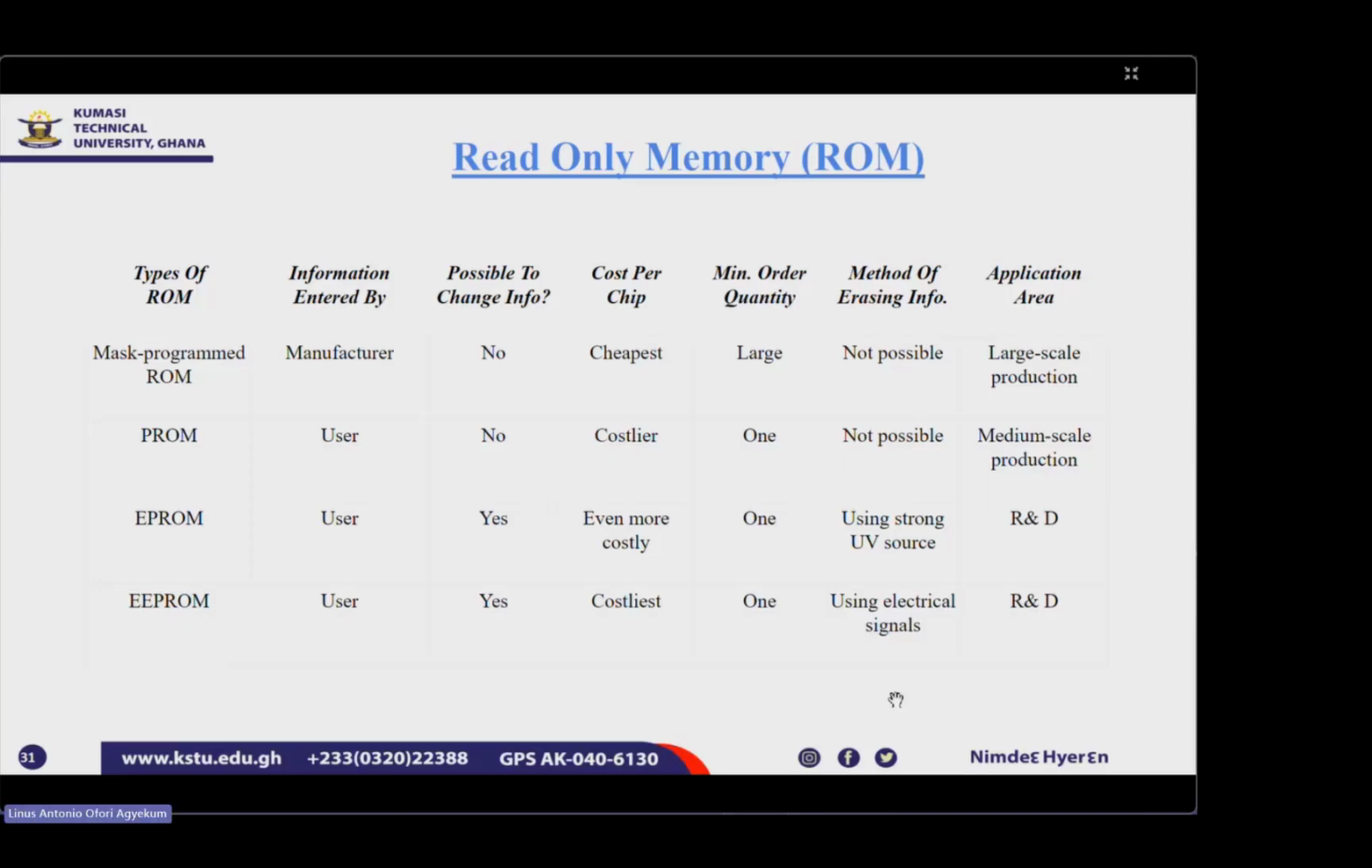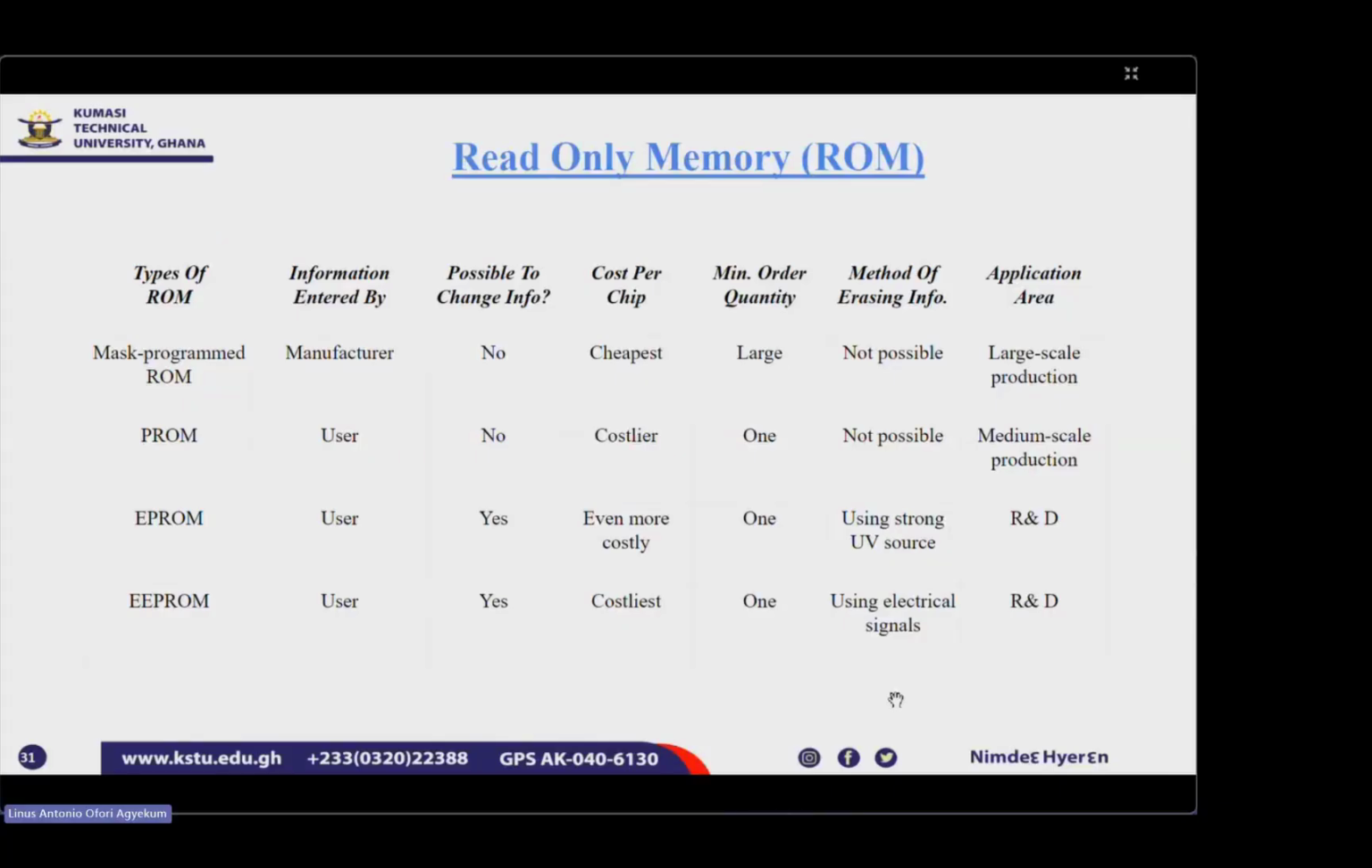And there is no possibility of erasing information written on them. And they are mostly medium scale produced. Then when it comes to the EPROM and the EEPROM, it is the user that writes onto them. The user has the possibility of changing whatever has been written on them. And then also, they are more expensive.